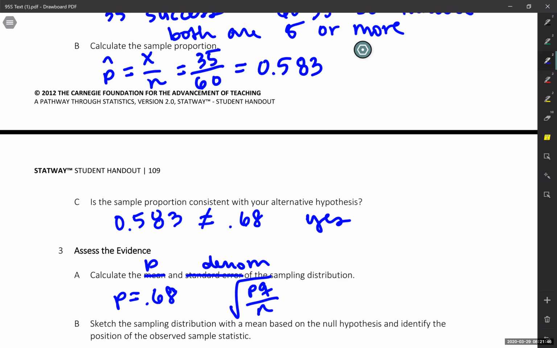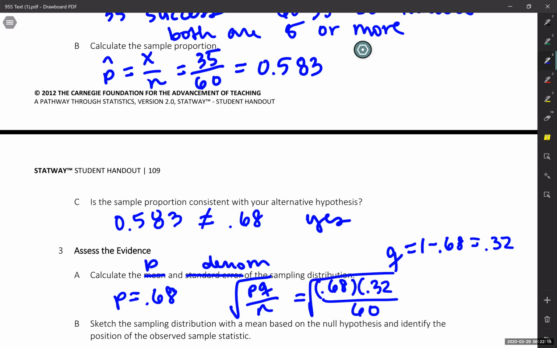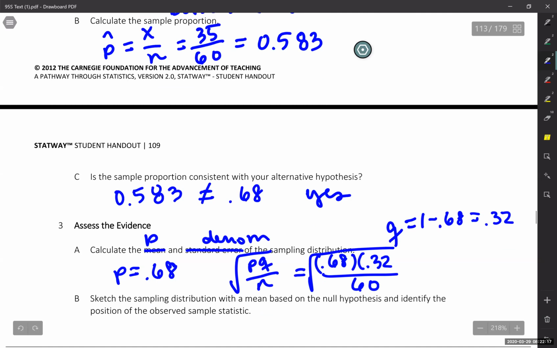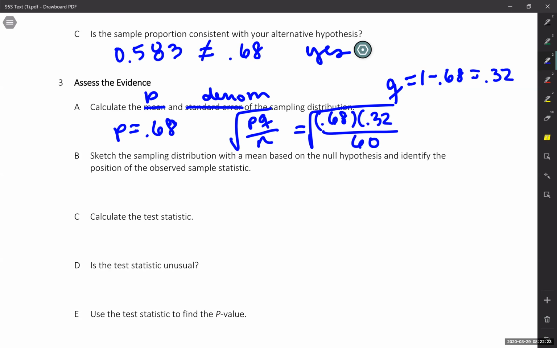And so we have our P already. We need to figure out what Q is. 1 minus 0.68 equals 0.32. And then our N was 60 people. Okay, so we are going to do the picture and calculate our test statistic and all that good stuff.